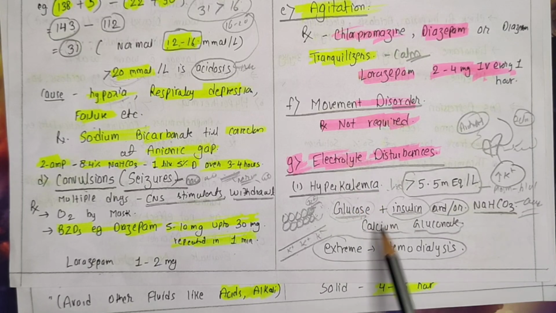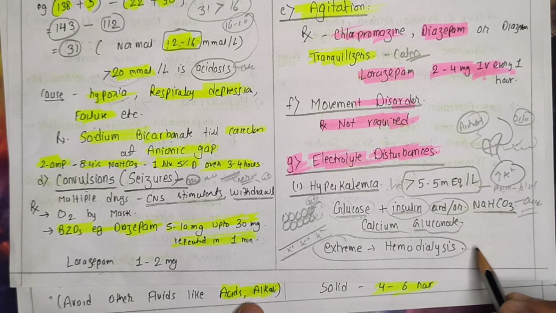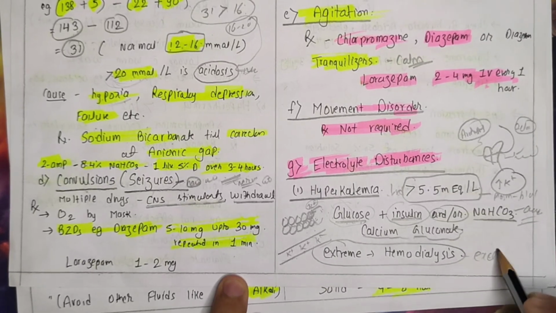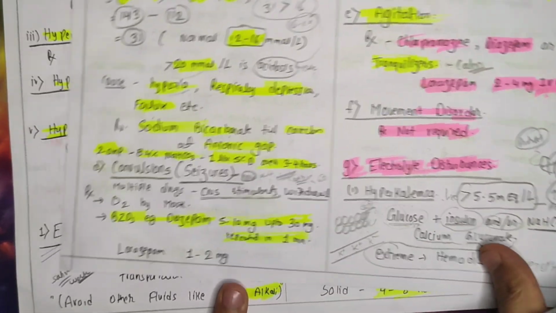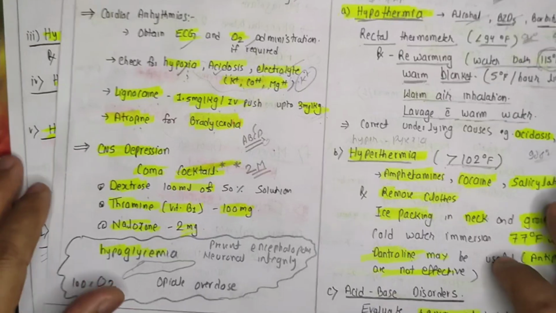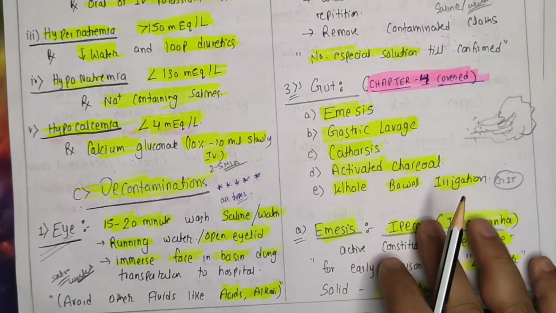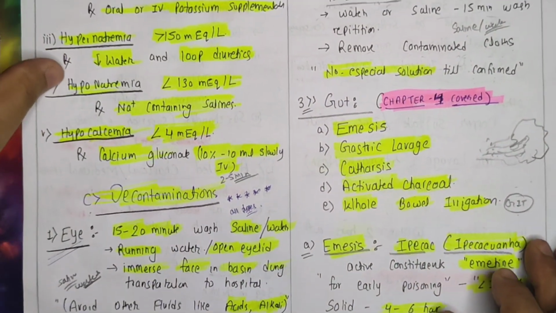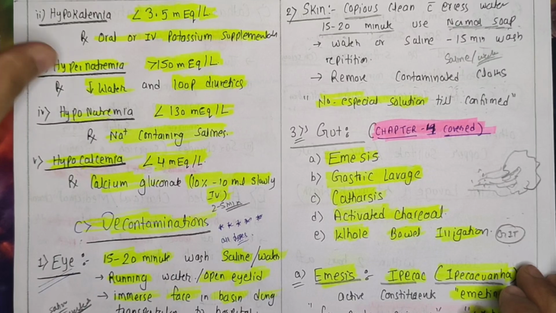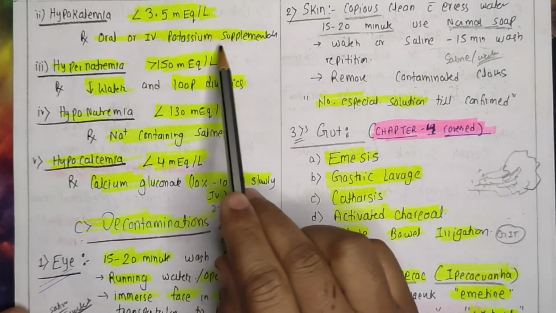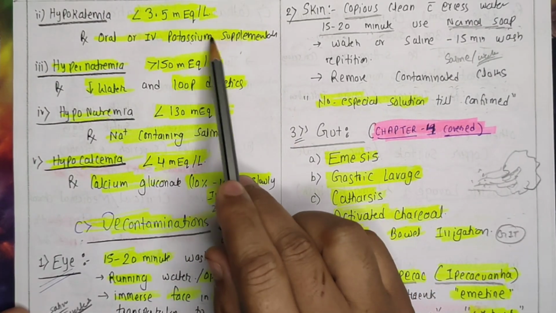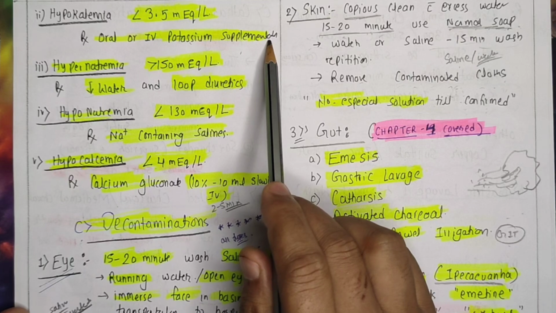But if there is an extreme hyperkalemia situation, we have to go for hemodialysis. It will show an excellent result in managing the hyperkalemia. Then another situation we will see is hypokalemia. In the hypokalemia situation, potassium levels are low, so we can go with the supplementation of potassium, which will replace the decreased potassium level.